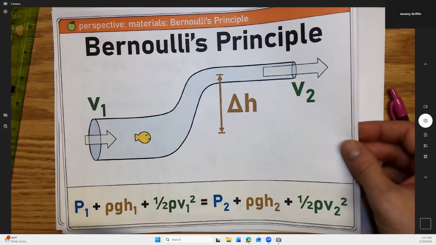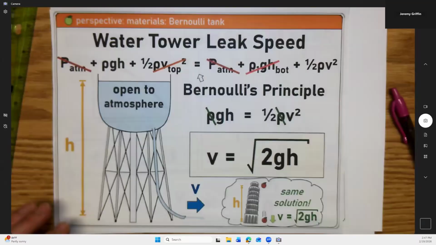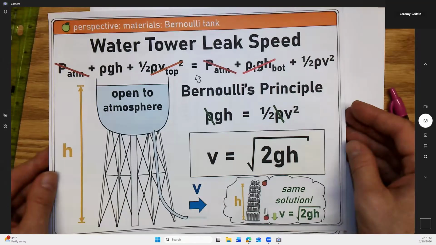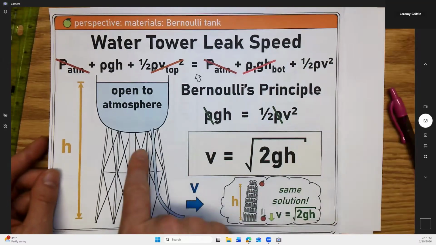Right, so fit in one of those before the film. Now this is the last poster I got in the stack, which is here's another Bernoulli application.